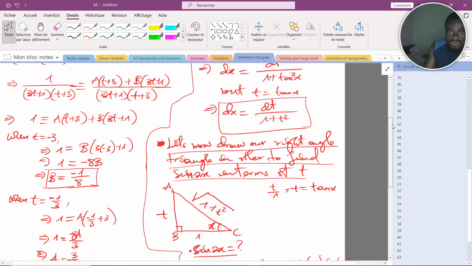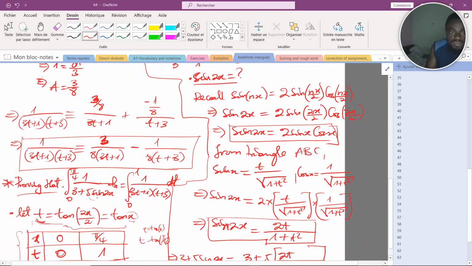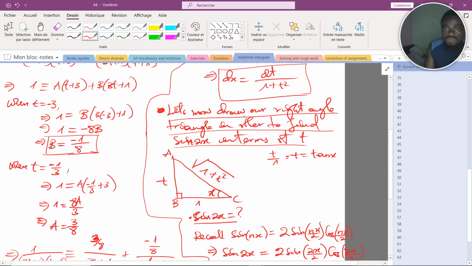Let's continue. Now, in our integral, we have to find sine 2x in terms of t. Is that okay? So let me move up. Let's now draw our right angle triangle in order to find sine 2x in terms of t. We know that our substitution was t equal to tan x, and this t is the same as t over 1. This is the opposite and this is the adjacent. So I draw my right angle triangle. The angle is x. I put my x here.